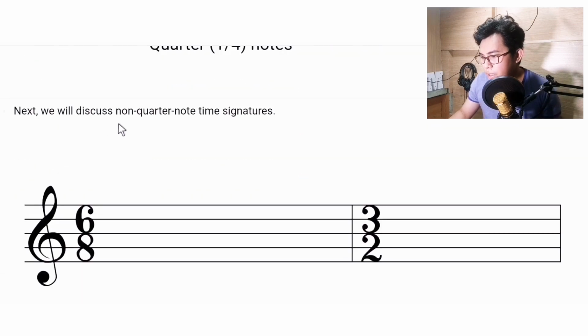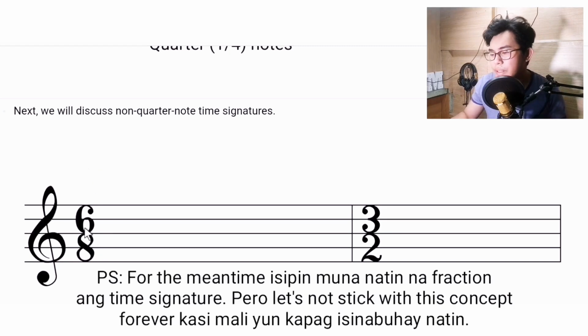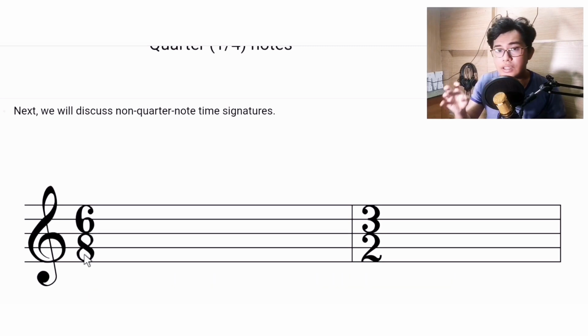Next is non-quarter note time signature. So this one is 6/8. Napansin niyo yung time signature natin nag-iba. The numerator is 6 and the denominator is 8. So 6 beats per measure and then yung 8 is the note.